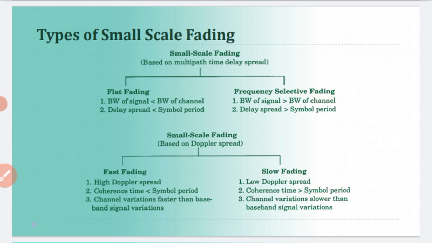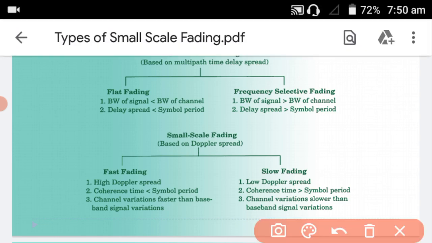Here the condition for flat fading: flat fading is caused if the bandwidth of the signal, we know we are transmitting a signal, right? That signal has some bandwidth, right? So if the bandwidth of the signal is less than the bandwidth of the channel, then it is called flat fading. So what is an example we can say?